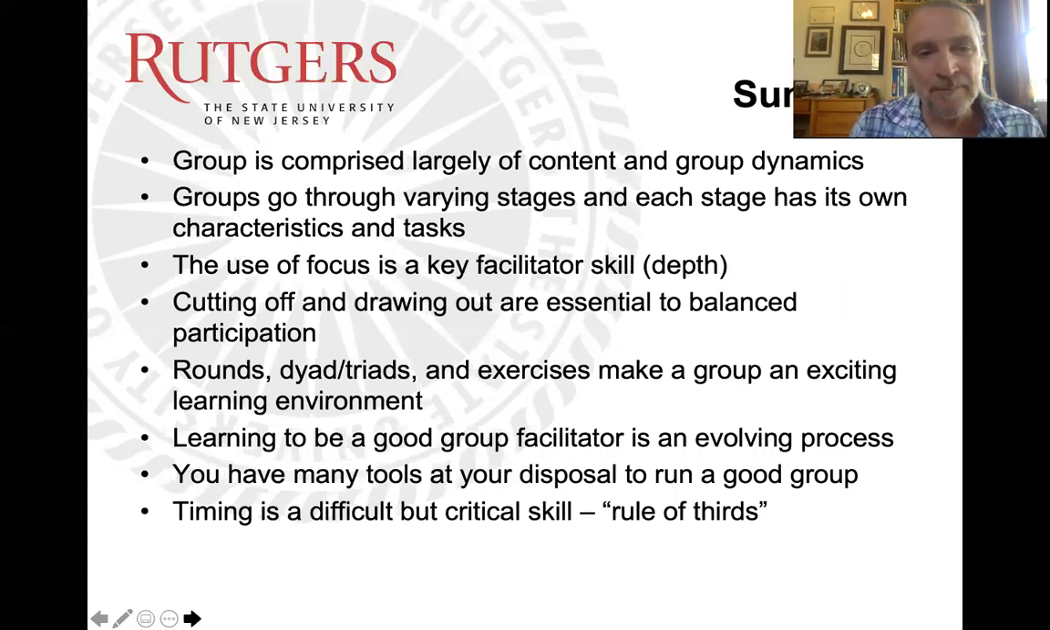So just in terms of summary, group is comprised largely of the content and then the group dynamics. The content is the stuff you bring. The dynamics is that whole interpersonal piece. Groups go through different stages, and we talked about the different types of stages. There's primarily a beginning, working, and ending stage, but there are variations on that. Each stage has its own characteristics and tasks, whether it's initiating and people forming their relationships in the beginning, doing the work in the middle after some fighting, and then closing off, consolidating gains, and preparing to move on in the closing.